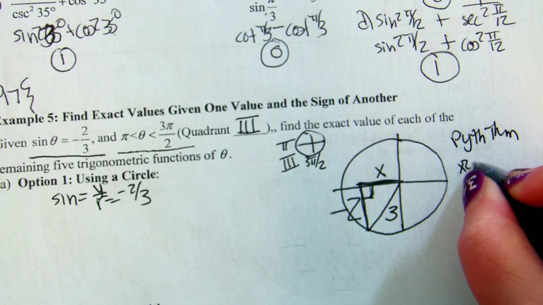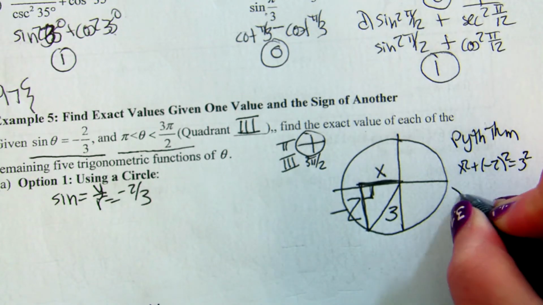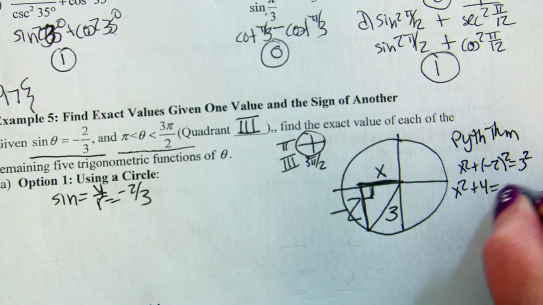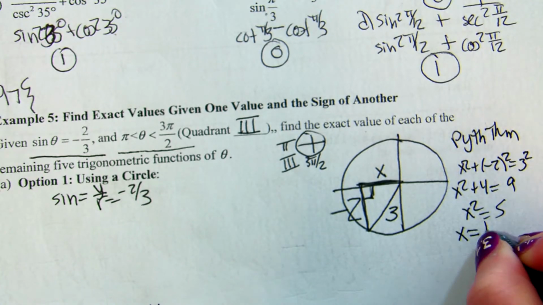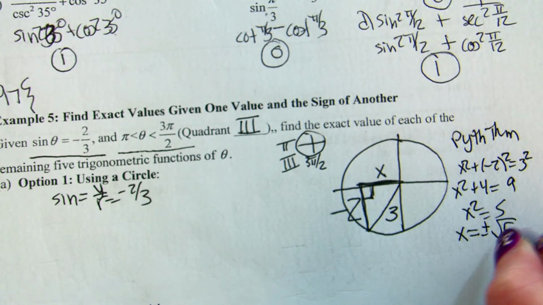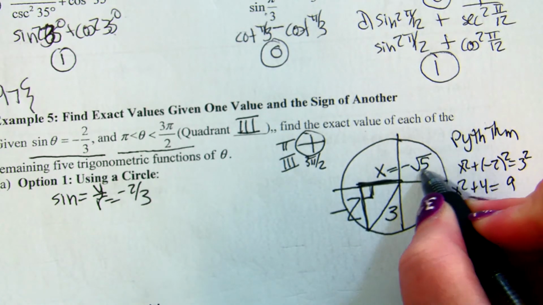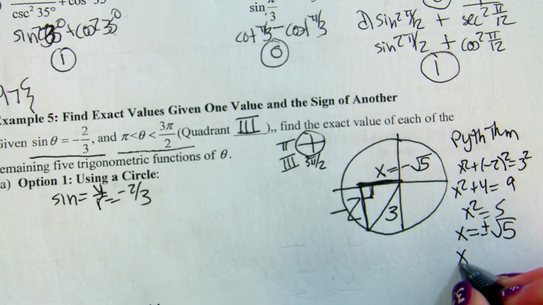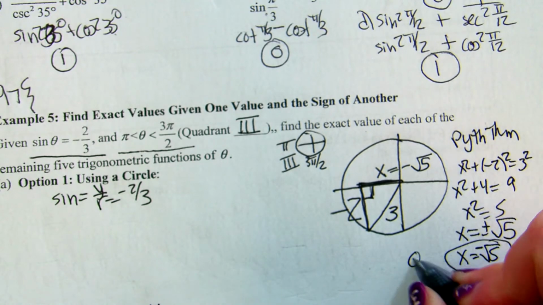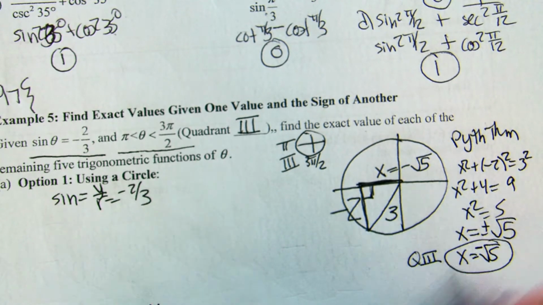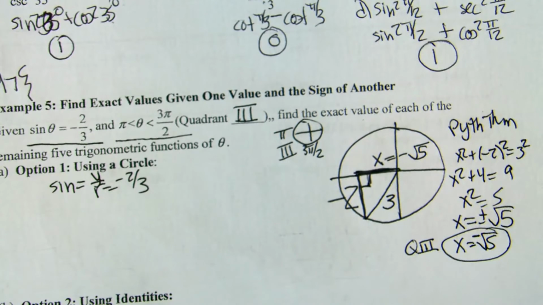X squared plus negative 2 squared equals 3 squared. X squared plus 4 equals 9. X squared equals 5. X equals plus or minus the square root of 5. And because it's left, it's negative square root of 5, because we're in quadrant 3. So now we have all 3 sides of the triangle, so we can find all the ratios.